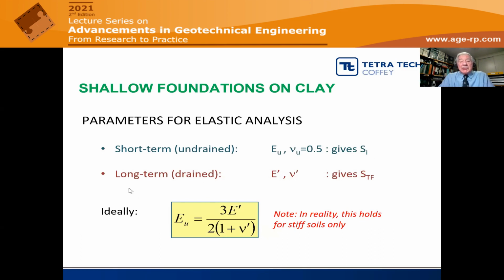Now, the other set of parameters are the long-term parameters. These are E' and ν', and these are the stiffness and Poisson's ratio of the soil after the pore pressures have dissipated and after the settlement process is finished. And that gives you the total final settlement. And the consolidation settlement then is the difference between the total settlement and the immediate settlement. Now, theoretically, there is a relationship between the undrained and drained modulus values, which is here, but in reality, that holds only for stiff soils that behave more or less elastically.